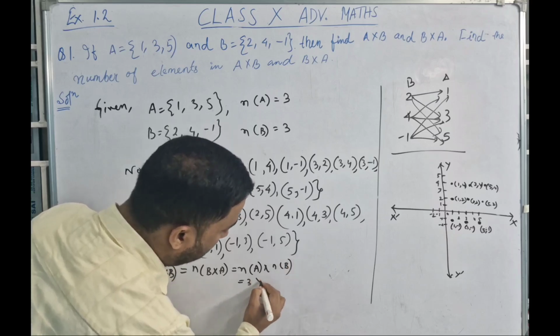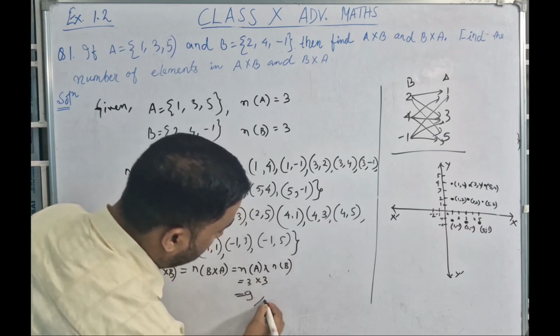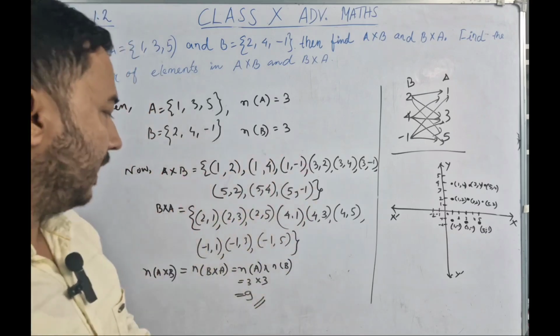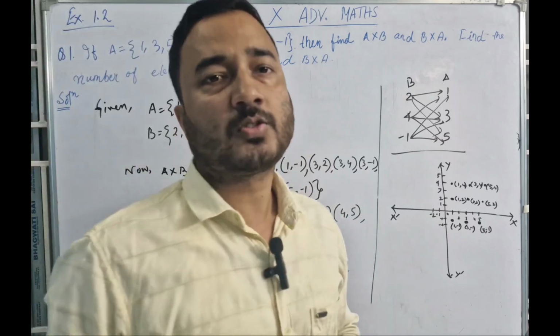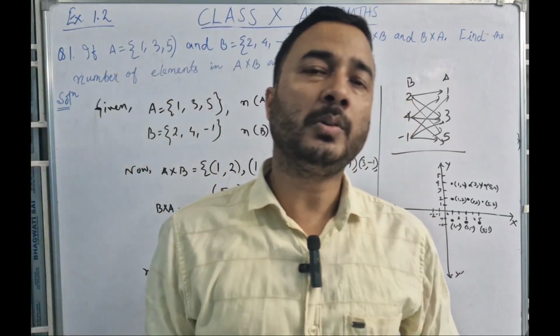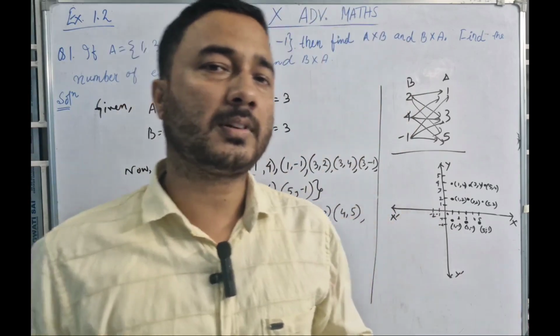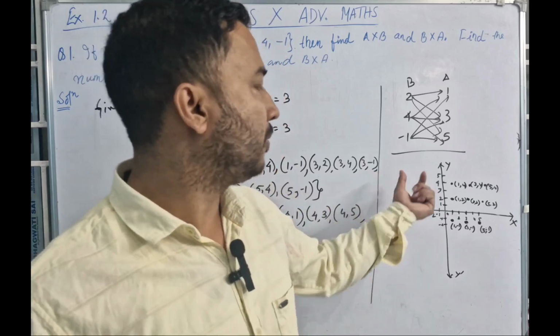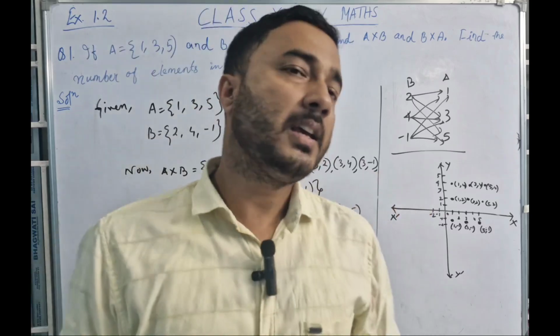It depends on the number of A times the number of B. What is the number of A? 3 into 3, that is equal to 9. So we will have 9 elements in the two sets A cross B and B cross A. So this was the first question of this exercise 1.2, and we have learned here about the Cartesian product of two sets. I hope you have understood how to find the Cartesian product of two sets.